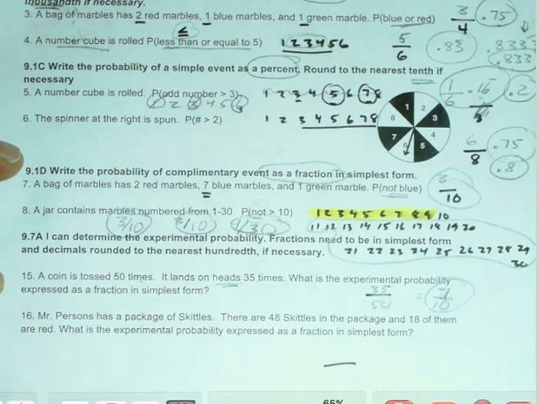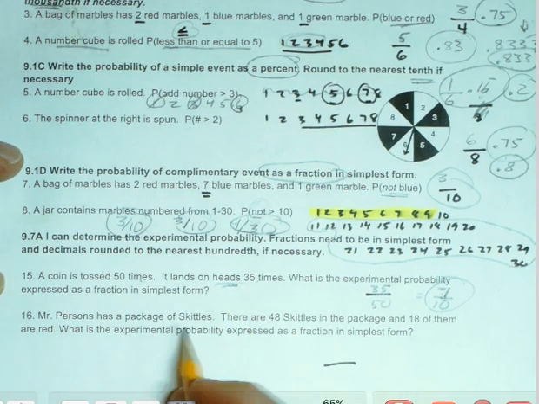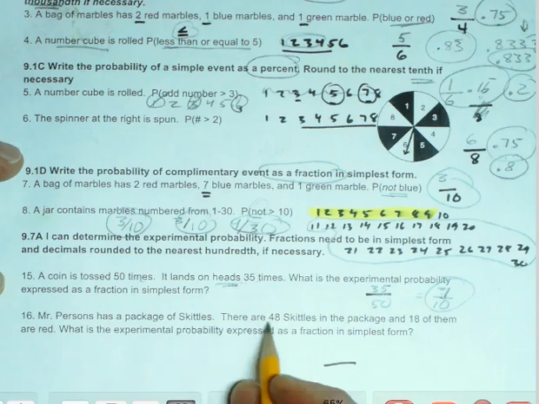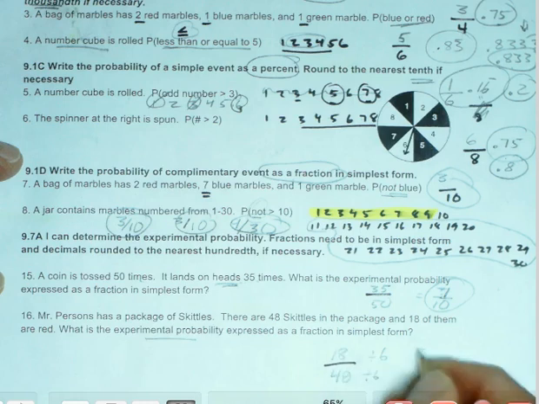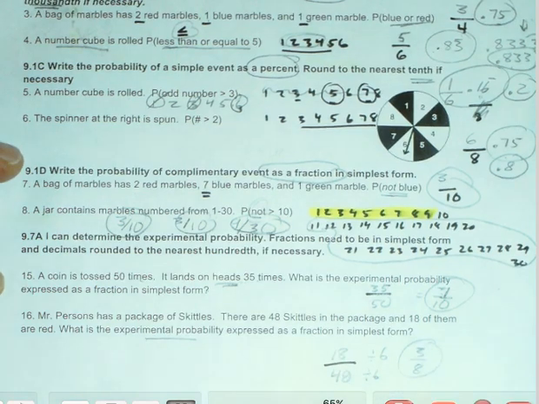That's a high probability. Mr. Persons has a package of Skittles. There are 48 Skittles in the package, and 18 of them are red. What's the experimental probability expressed as a fraction? Well, there's 18 out of 48. I can divide both of these by 6. 18 divided by 6 is 3. 48 divided by 6 is 8. Fraction in the simplest form there would be 3/8.